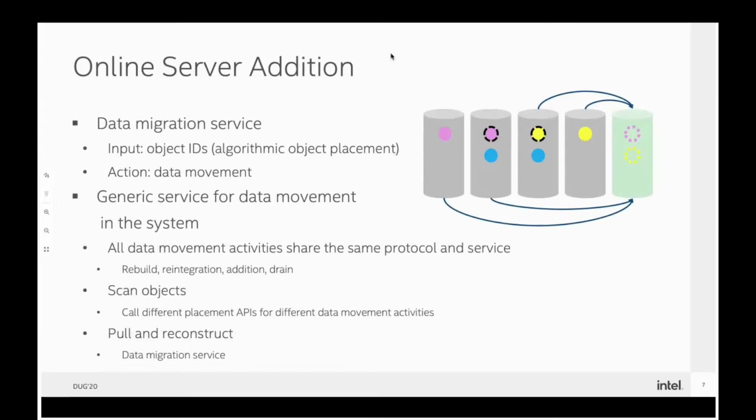Then they should send the impacted object IDs to new targets, and those new targets will drive the data migration process by pulling data. So that's a short description about the online server addition.